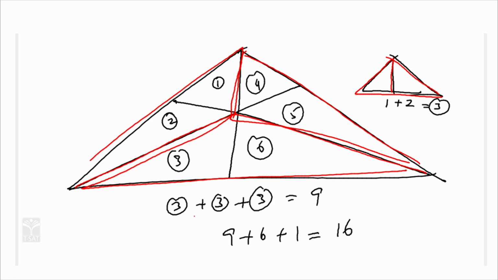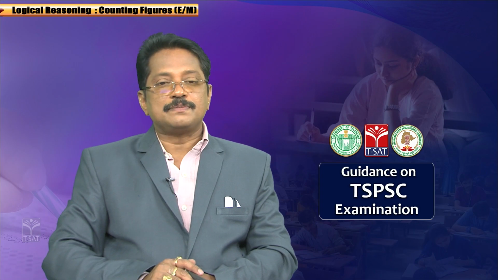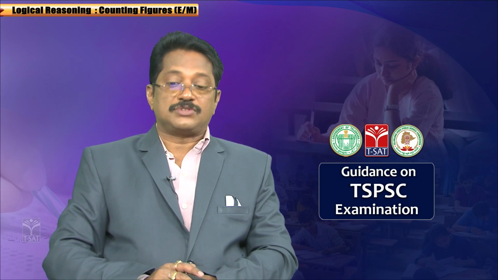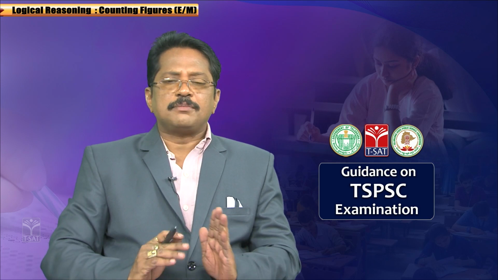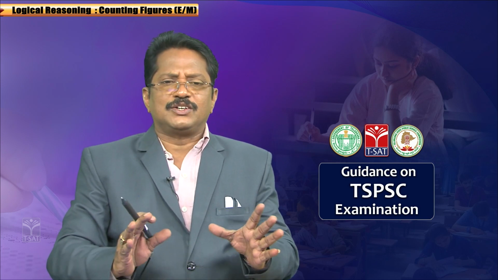Now totally which is 16. In this manner you can calculate the number of triangles. Do you understand about the triangles? Now squares, a quick look at the squares.